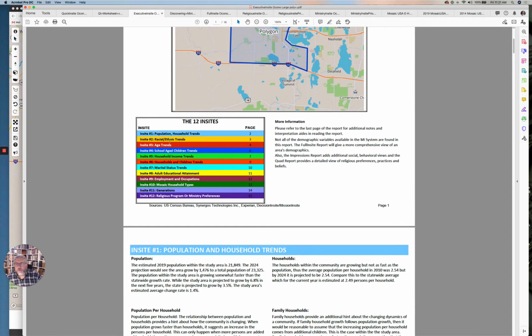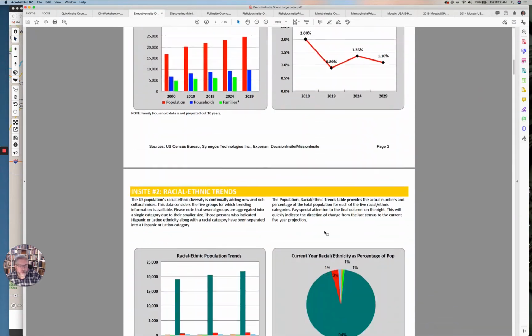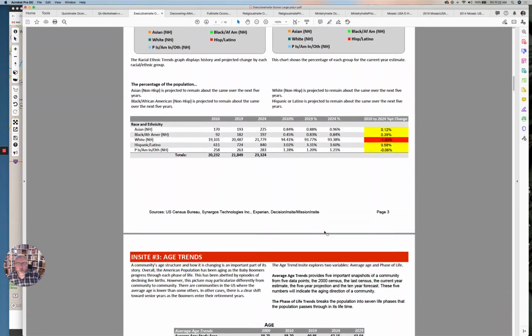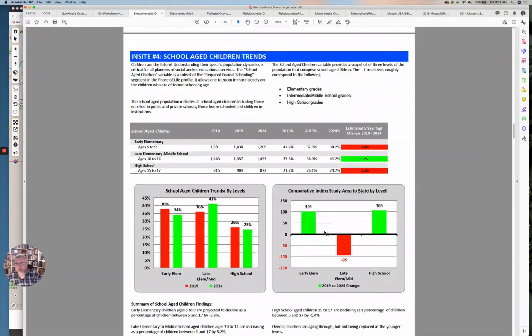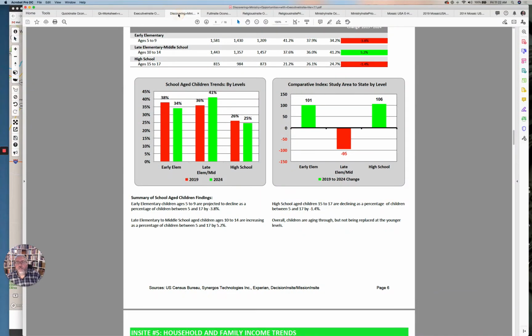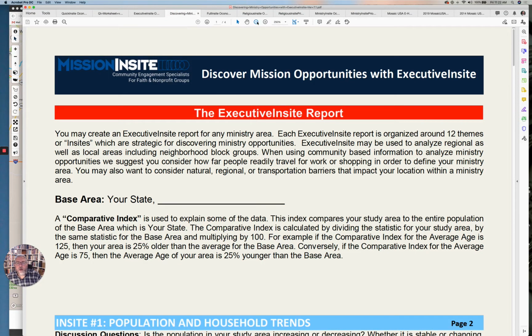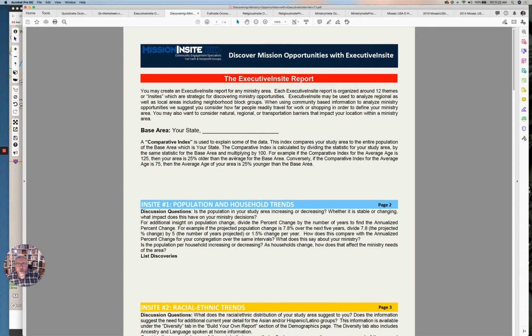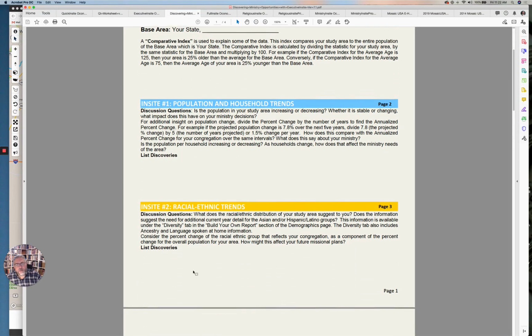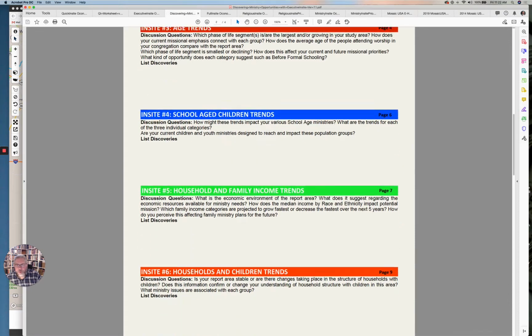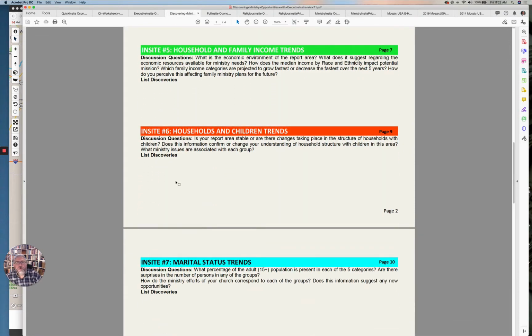Executive Insight obviously gives you a bit more information. I mentioned the 12 themes of population, racial, ethnic trends, age, school, and so forth, and we'll graph that out for you. So there's definitely going to be some overlap here, with more information, a little bit deeper. Likewise, you can download a worksheet that helps you think through each of those 12 trends, asking some questions, to help you in the discovery mode for all of this.